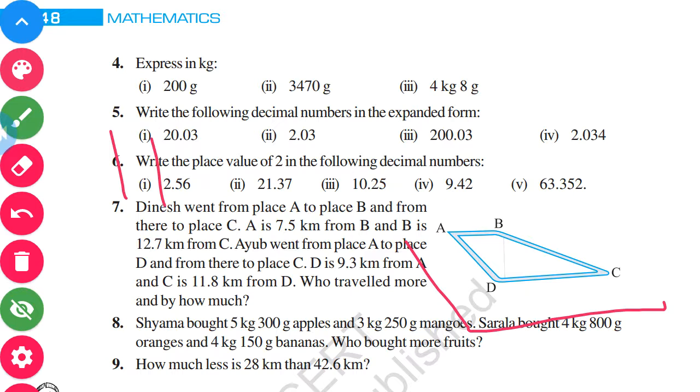Write the measurements, add them and get the distance. And then you compare both the distances, you will find that Ayub has traveled more. It is as simple as you will solve your addition problems.